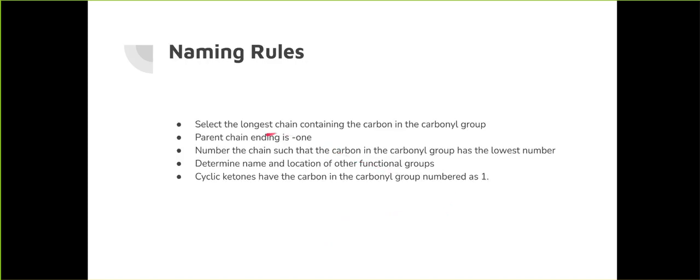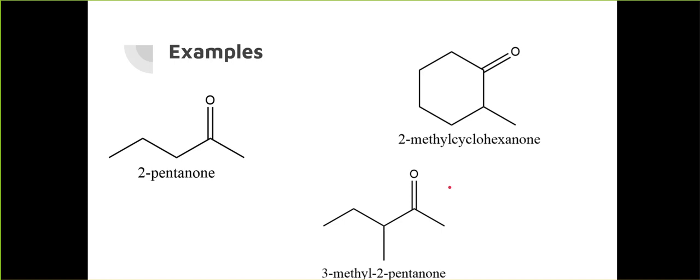So naming rules. Select the largest chain containing the carbonyl group. Sounds similar, doesn't it? The parent chain ending is -one. Instead of -al, you have -one for ketone. You number the chain such that the carbon in the carbonyl group has the lowest number. Determine the name and location of the other functional groups. Cyclic ketones have the carbon in the carbonyl group numbered as number 1. So pretty much the same thing over and over again.